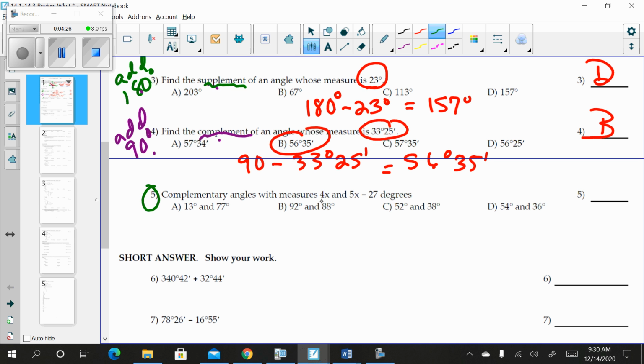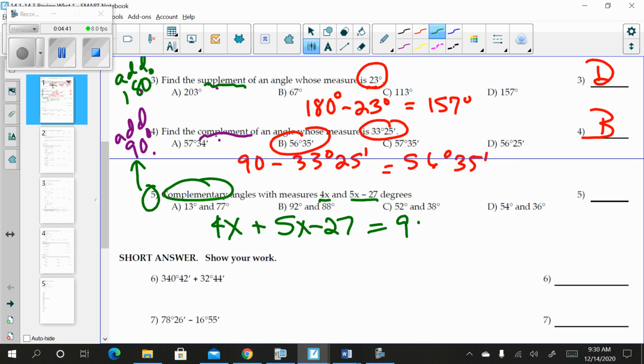Complementary angles whose measures are 4x and 5x minus 27. If they're complementary, remember they add to 90 degrees. So that means this 4x angle and the 5x minus 27 together add up to 90 degrees. If I would have said supplementary, they would have added to 180. It's just a matter of expressing the situation with an equation.